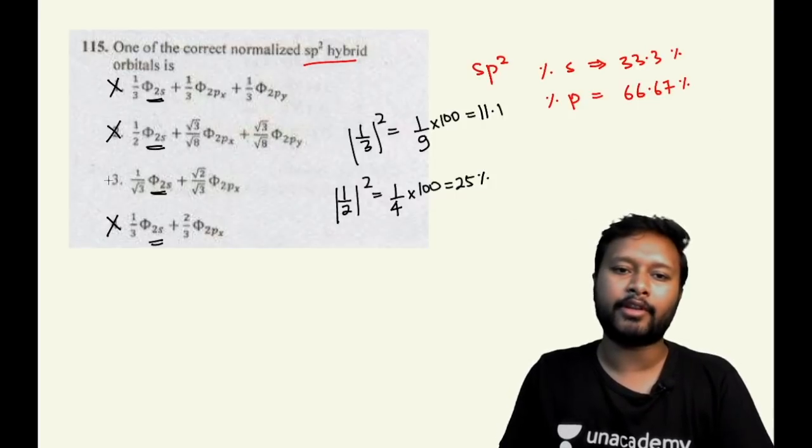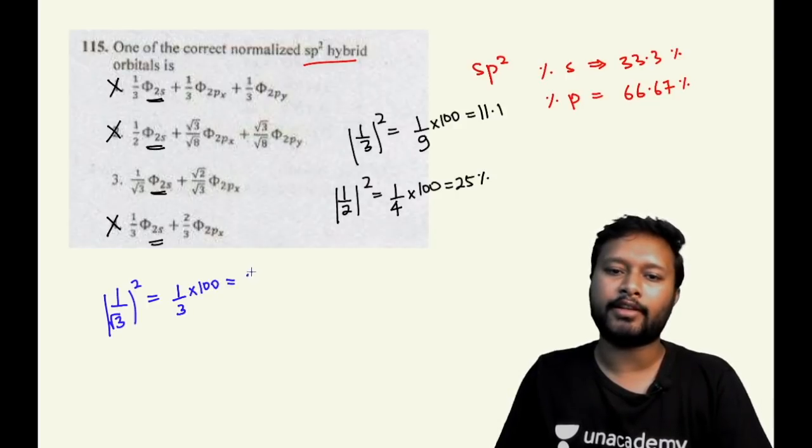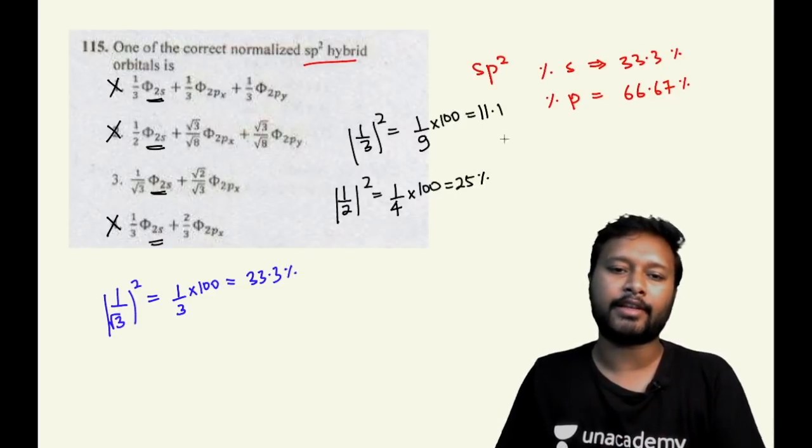Let's check whether it is correct or not. The square of the coefficient, 1 by root 3 squared, should give me 1 by 3, and when I convert this into percentage, I multiply with 100 and this will give me 33.3%. That's exactly correct with the s character, which is matching.